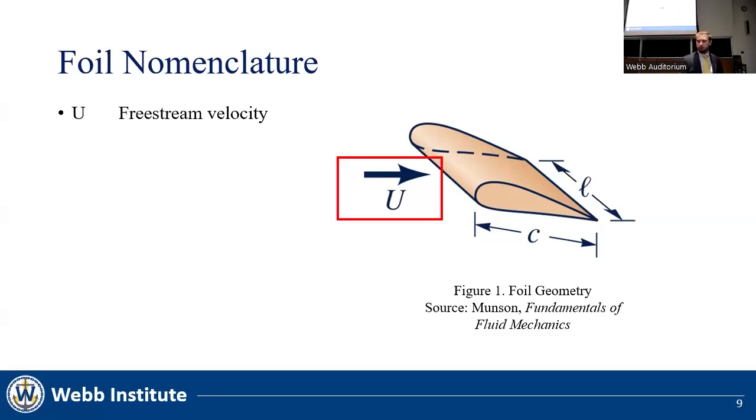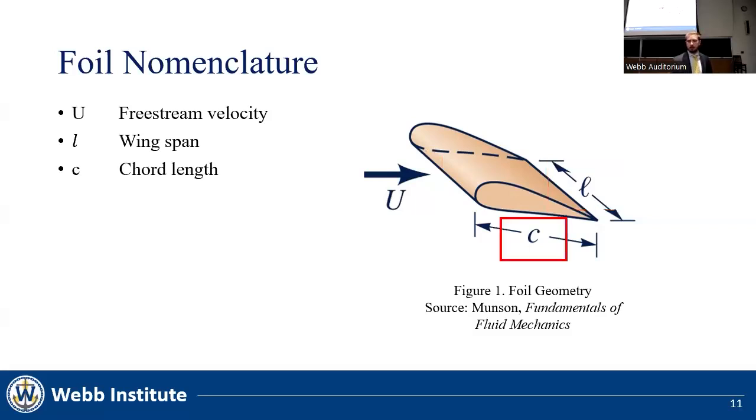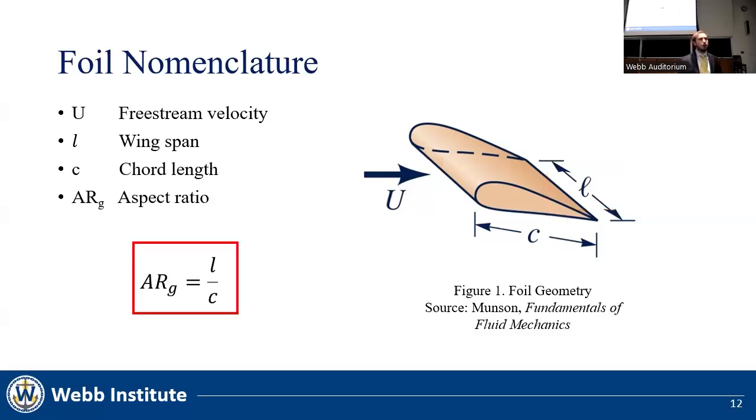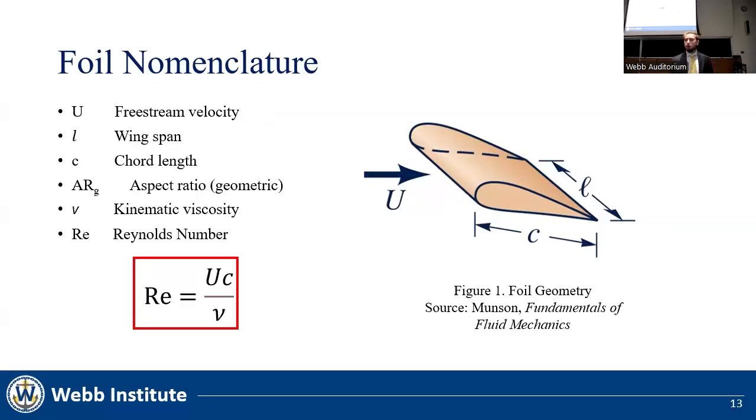We have U, the free stream velocity, L, the wingspan, C, the chord length, and AR_G, which is the geometric aspect ratio and is the wingspan divided by the chord. Note that this foil has a finite span, unlike 2D foils, which are considered to have an infinite span as they extend the entirety of a testing apparatus. And lastly, the Reynolds number, which consists of the free stream velocity multiplied by the chord length and divided by nu, the kinematic viscosity. The Reynolds number is a non-dimensionalized ratio of inertial to viscous forces.